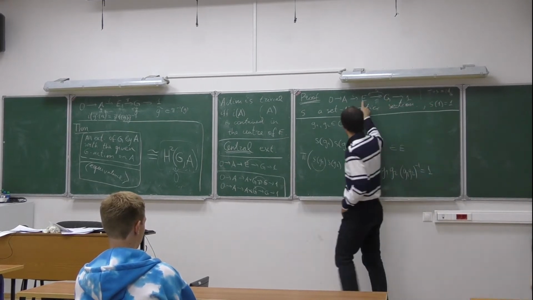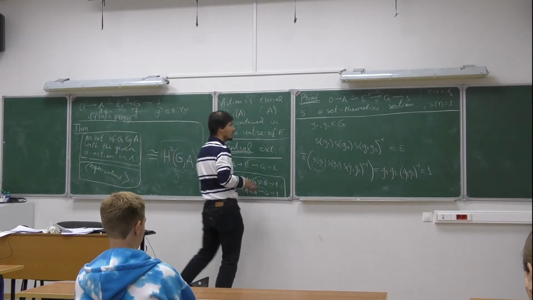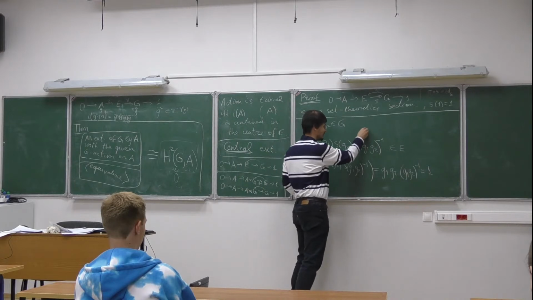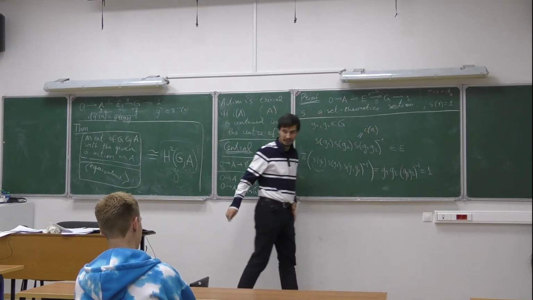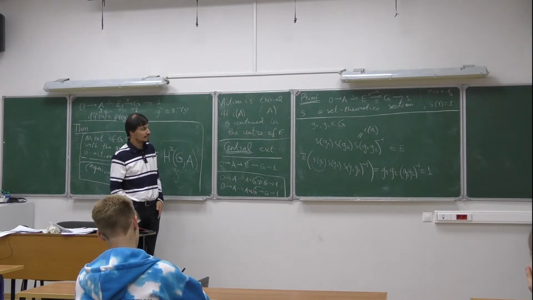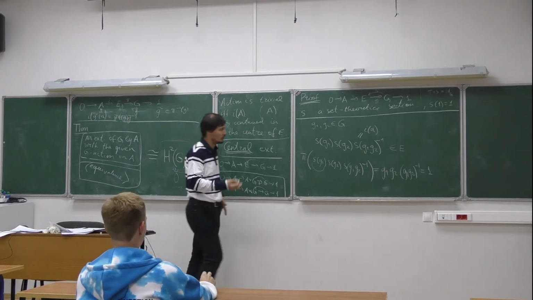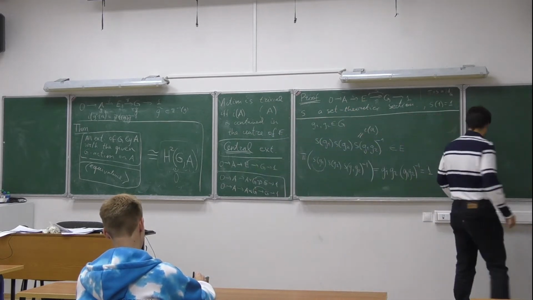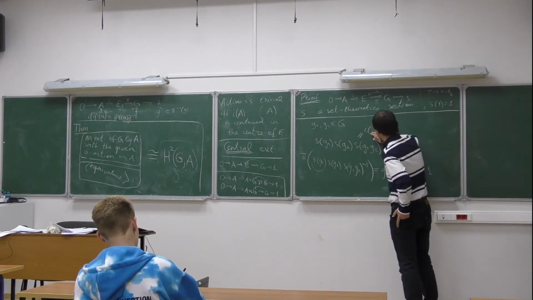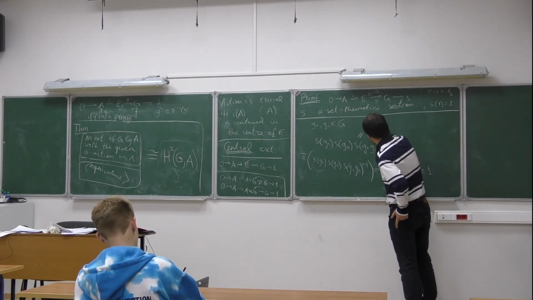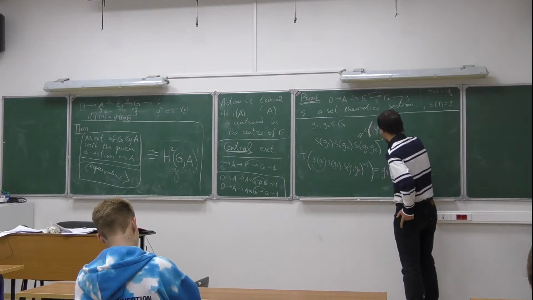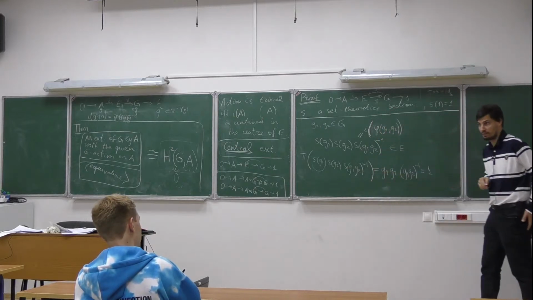This means that we can consider this element as an element of A. So this element is i of some element of A, and since i is an inclusion, we have a unique element of A with this property. This element of A depends on g1 and g2. Let us denote it by phi of g1, g2.